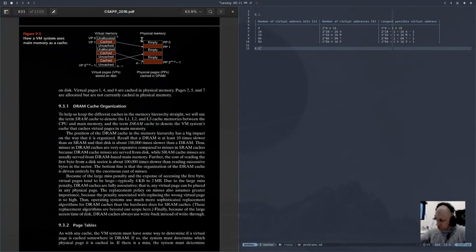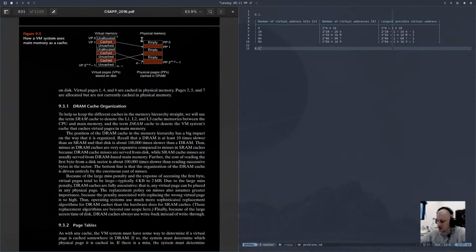I think that's an important fact, that the design of the DRAM cache, virtual memory DRAM caching, is entirely driven by the enormous cost of misses going out to disk. Because of the large miss penalty and the expense of accessing the first byte, virtual pages tend to be large, typically 4 kilobytes to 2 megabytes. Due to the large miss penalty, DRAM caches are fully associative. That is, any virtual page can be placed in any physical page.